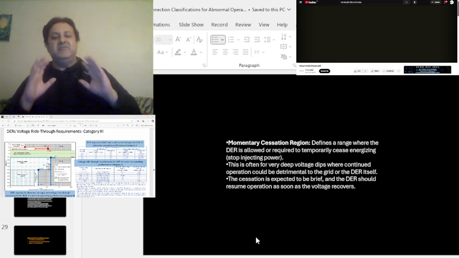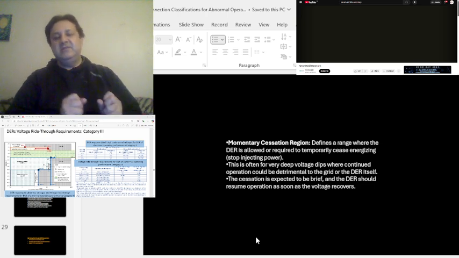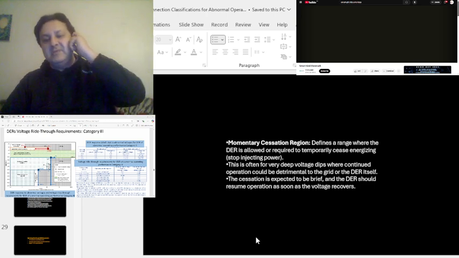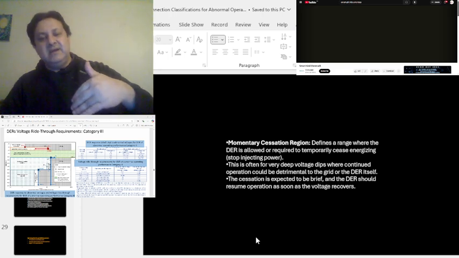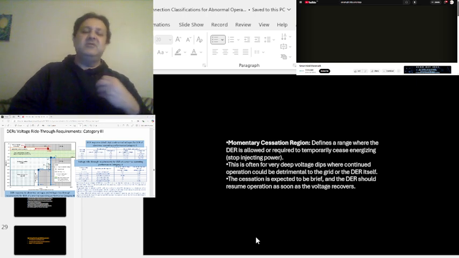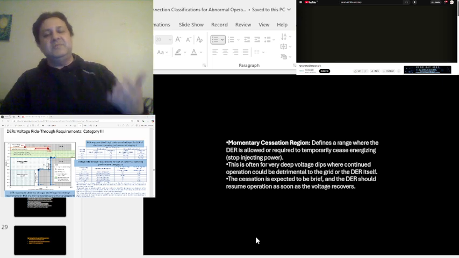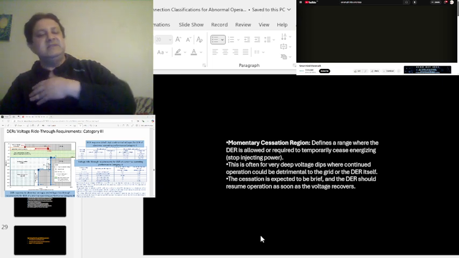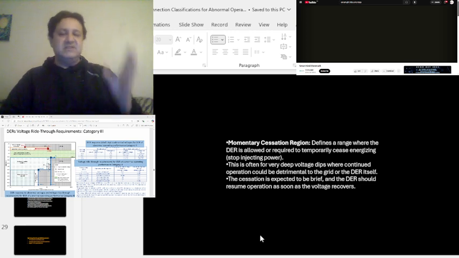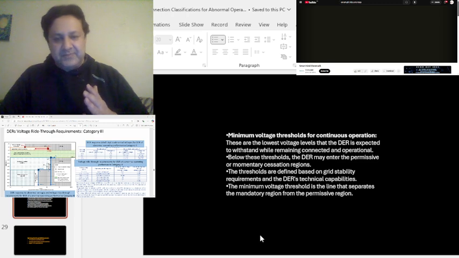This is often for very deep voltage dips where continued operation could be detrimental to the grid or the DER itself. So this cessation is expected to be brief, for a shorter period of time, and the DR should resume operation as soon as the voltage recovers. If the voltage recovers, that's fine. So this momentary cessation is over.